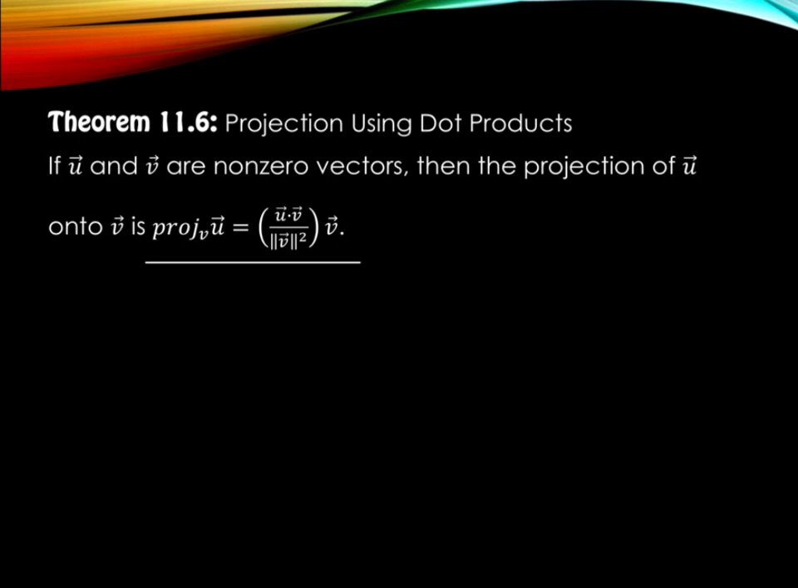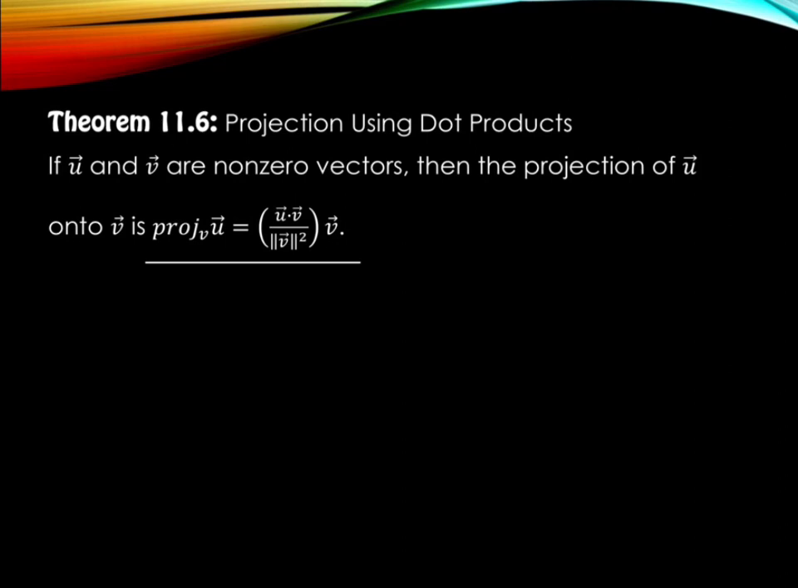Projection theorem, it's on my page before. The projection using dot product. So here's how we find the projection. If u and v are non-zero vectors, then the projection of u onto v, with v as the subscript, is u dot v over the magnitude of v squared, that's going to be a scalar, times the vector v. And then I will get a vector when I'm done.